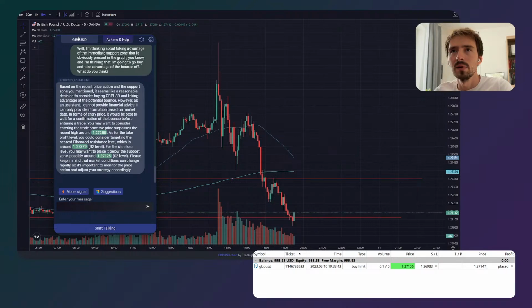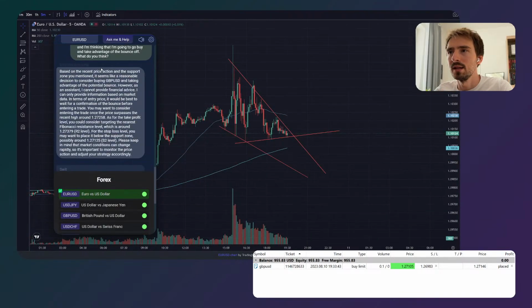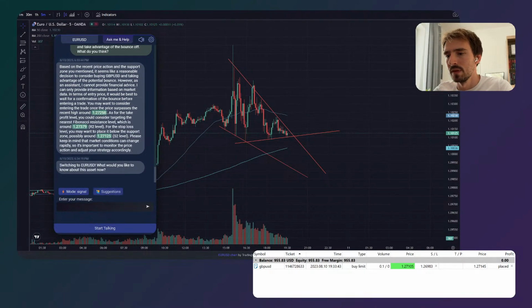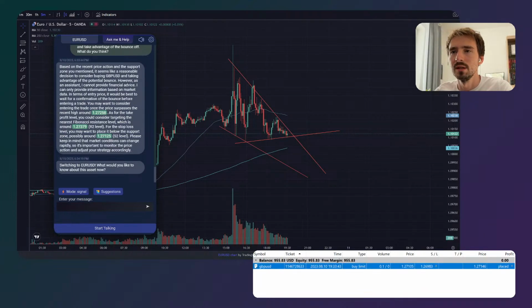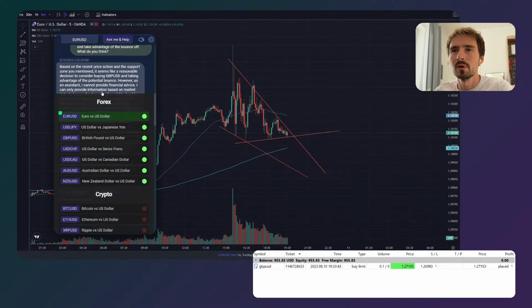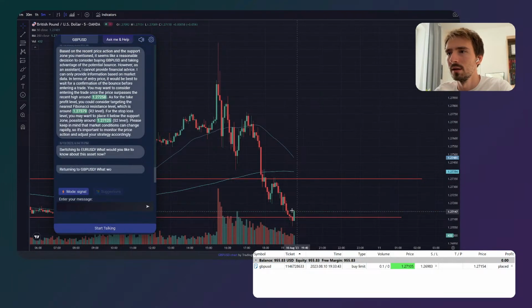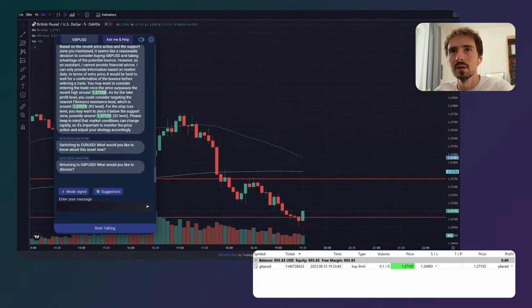So let's see if it's gonna open up. EURUSD, we got it ready. It's like 40 points away from opening, so we'll see. I'm gonna just quickly return to GBP USD.